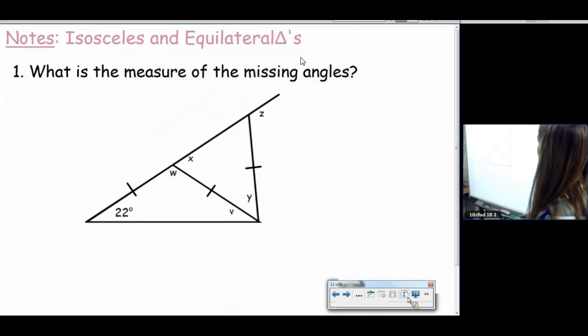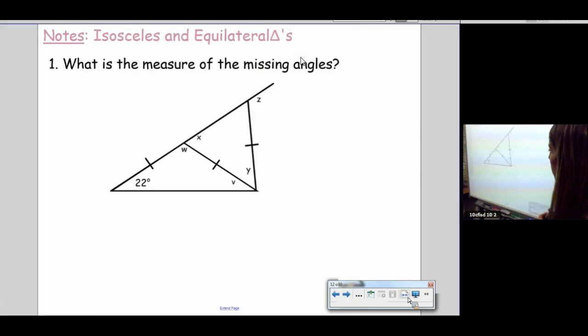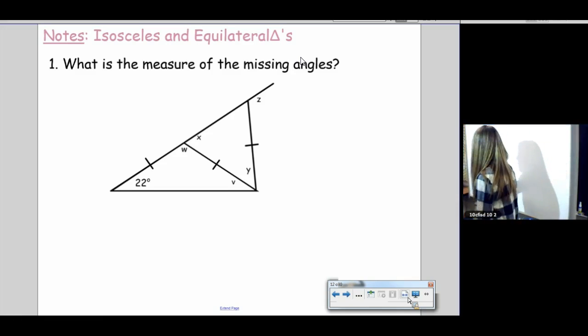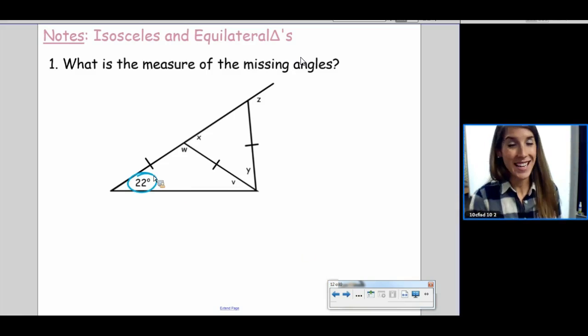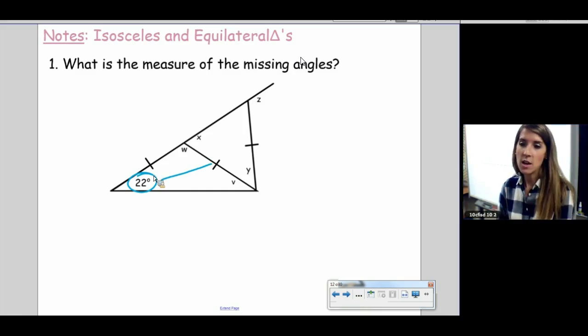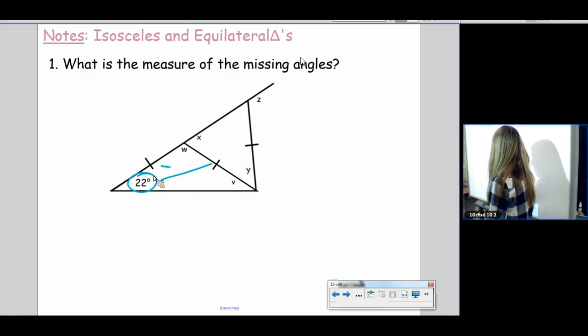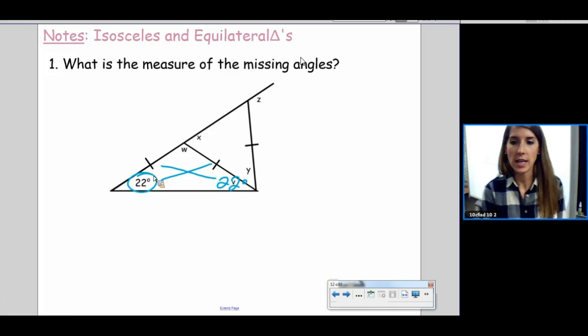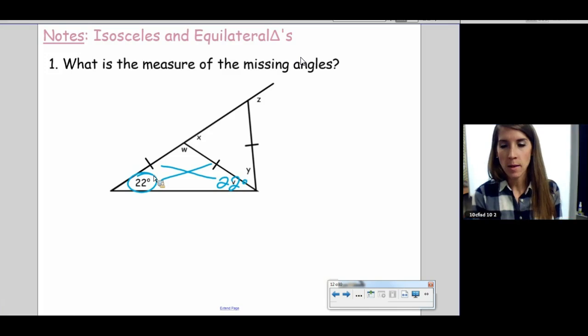Okay, let's find some missing angles. Now, whenever you have a figure like this, you want to zoom in on angles that are across from the tick marks. So I notice that I'm given this 22 degrees, and it's across from a tick mark. See? It's across from that tick mark. So I go to the other angle that happens to be across from a tick mark, and so I know now that it is also 22 degrees.